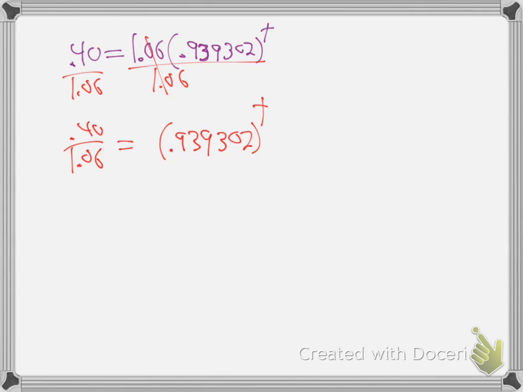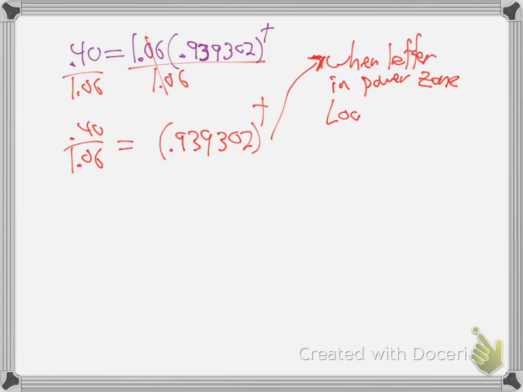Here comes a super trick, which is what you were saying earlier with the log. It's log time now. When the letter is in the power zone, we're trying to find the time. We're trying to find t. When the letter is climbed up into the power zone, log both sides. So I'm going to come in here and I'm going to go log of this side, log of that side.